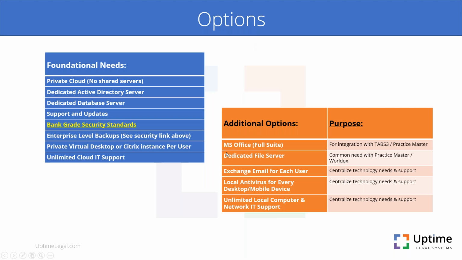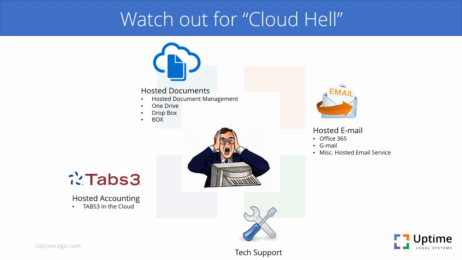So for example, you can get things like Microsoft Office, you can get your file server up there, you can get hosted Exchange, you can get antivirus that extends beyond the cloud down to your local computers and devices, and have the SLA, or the service level agreement, for support extend to local area network items as well, including computers, tablets, wireless, network equipment, and so on and so forth. And this can really help you to avoid a little something that I like to call cloud hell. And we'll describe that here on the next slide.